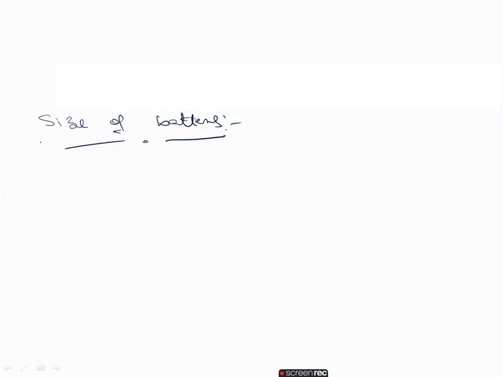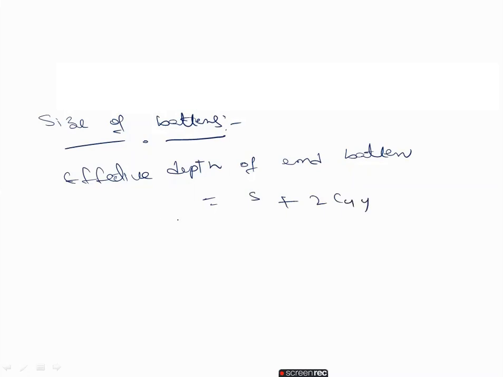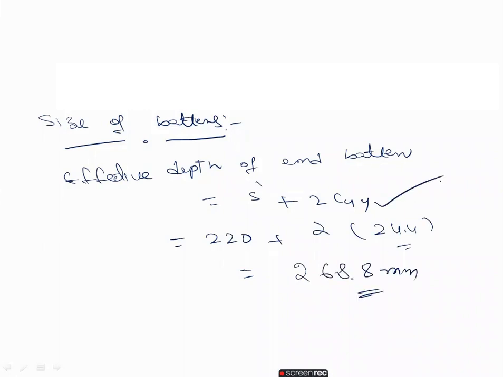The size of the batten: first you have to calculate the effective depth. The effective depth of end batten is S plus 2CYY. S we know already, that is 220. Sorry, S dash means only the spacing between the channels, plus 2 into CYY, which is 24.4. So you will get the answer 268.8 mm. This CYY you will take from IS 8 and from steel tables.